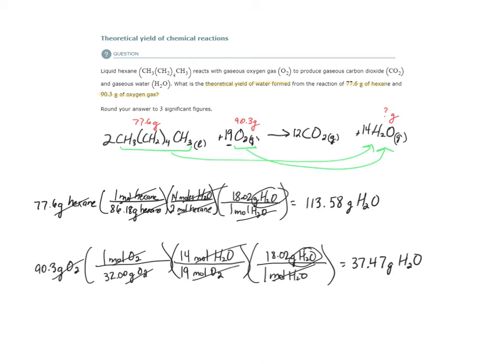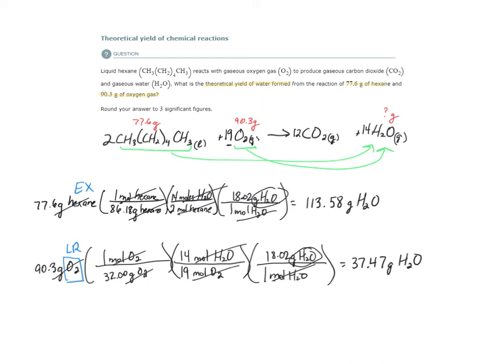I have enough hexane to make this many grams of water. I have enough oxygen to make this many grams of water. Which one of these reactants, hexane or oxygen, is limiting how much product we can make in this reaction? That would be the oxygen. I only have enough oxygen to make 37.5 grams of water, while I have enough hexane to make 113.6 grams of water. So this mass of oxygen is our limiting reactant in this reaction. O2 is our limiting reactant, and hexane is our excess.